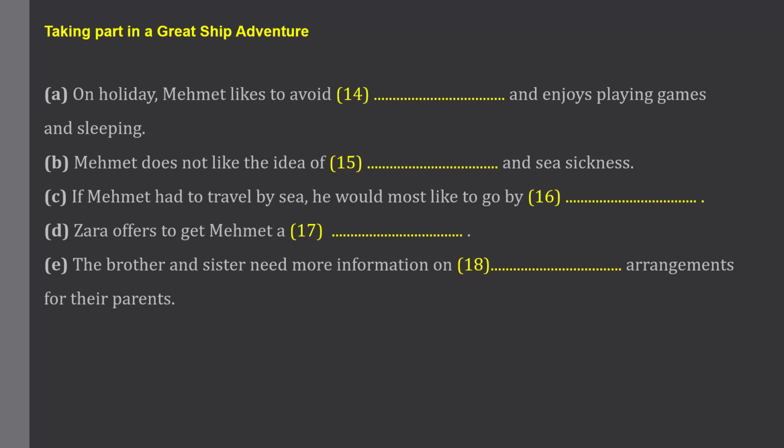Question 8, Part B. Now listen to a conversation between Zara and her brother Mehmet about the Great Ship Adventures talk. Complete the sentences in Part B. Write 1 or 2 words only in each gap. You will hear the conversation twice.